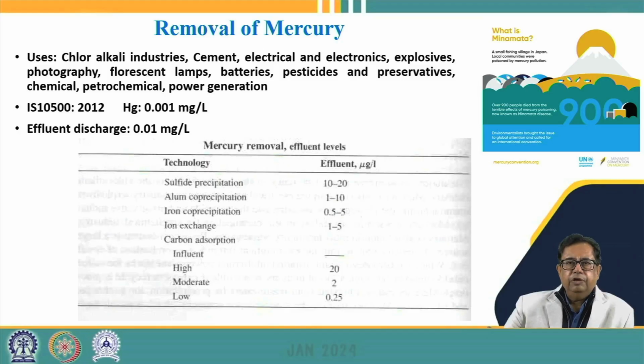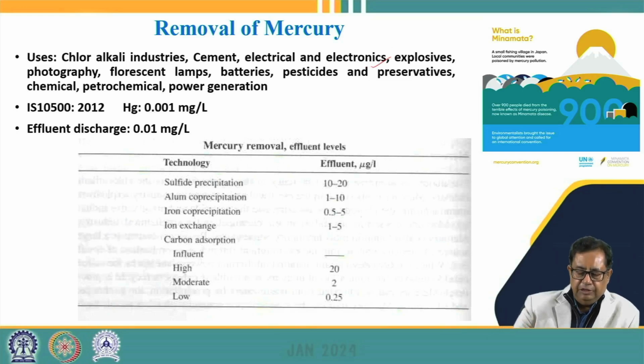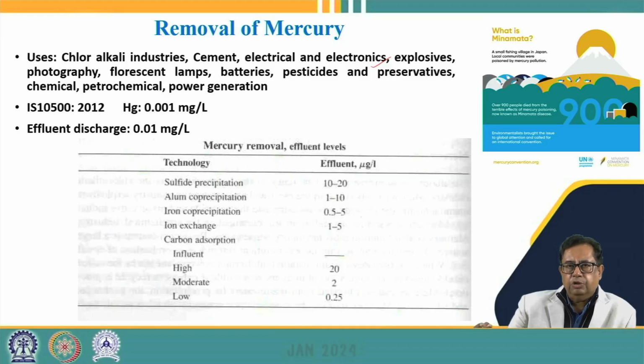Mercury is also a very notorious element which may find its way into the environment from chlor-alkali industries, cement, electrical and electronics, explosives, photography, fluorescent lamps, batteries, pesticides and preservatives, chemicals, petrochemicals, and power generation. Everywhere a lot of mercury is used, and if this mercury goes into the environment and comes back to the people, it may cause a lot of problems. It may impair the central nervous system of humans, and they may lose control of the body.